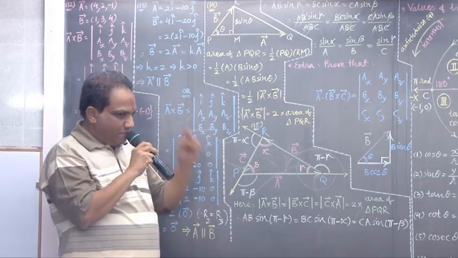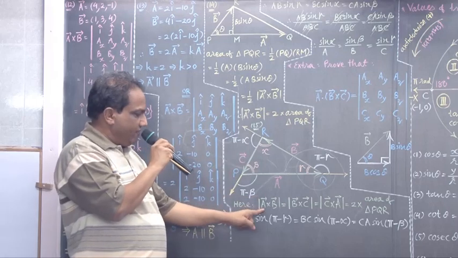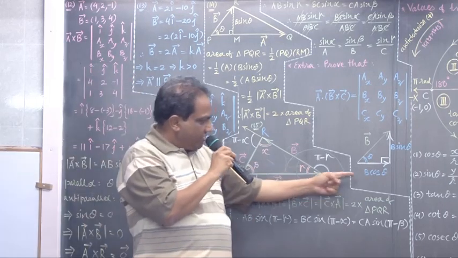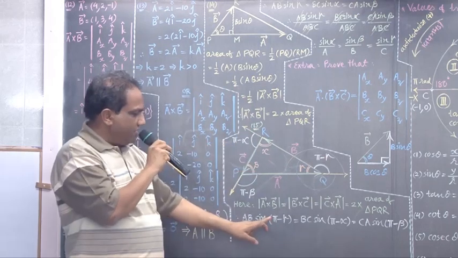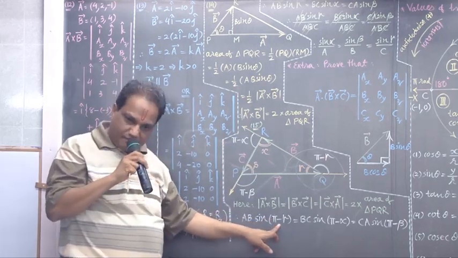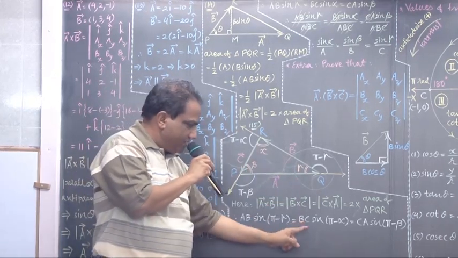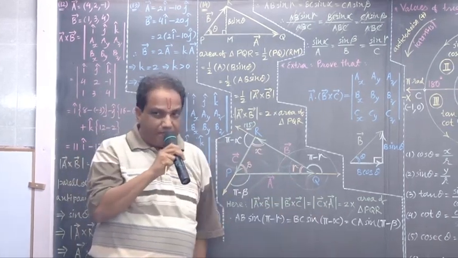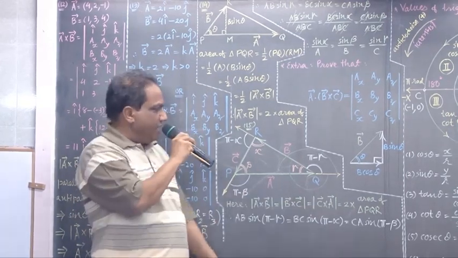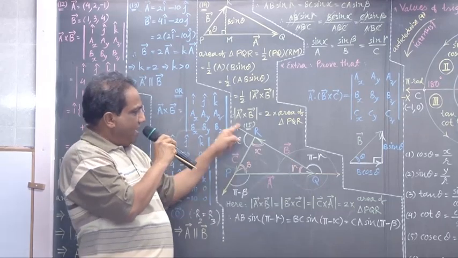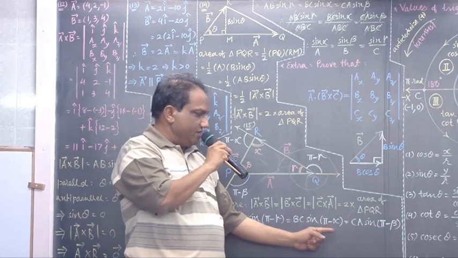AB. But what is that theta? Angle between vector A and vector B. That's why I have written here pi. Come on, magnitude of vector B cross vector C, by definition, B into C into sine of angle between them. Angle between vector B and vector C, how much it is? That's what I am writing here.